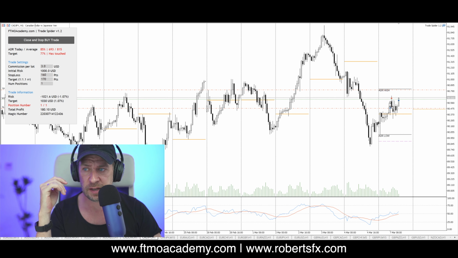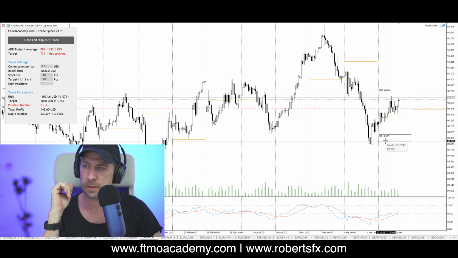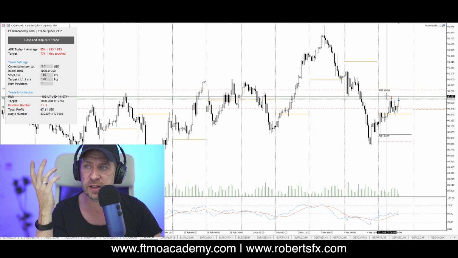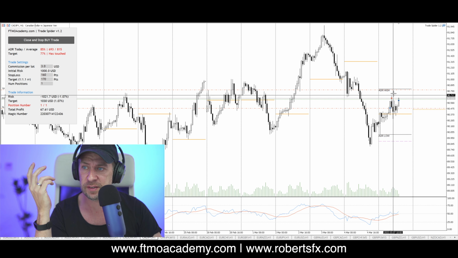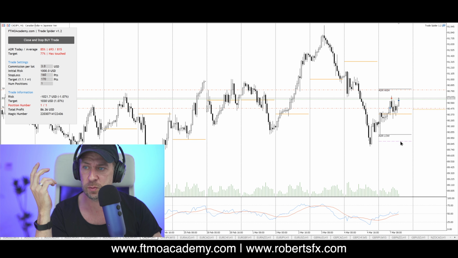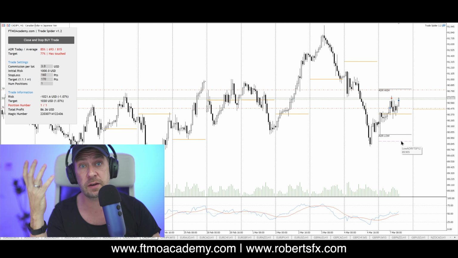So then it's ADR high, ADR low. That's super. And this line here shows that if we don't move higher today, this is the high of today. This is the range. We can expect the price to move down here to reach the average range.